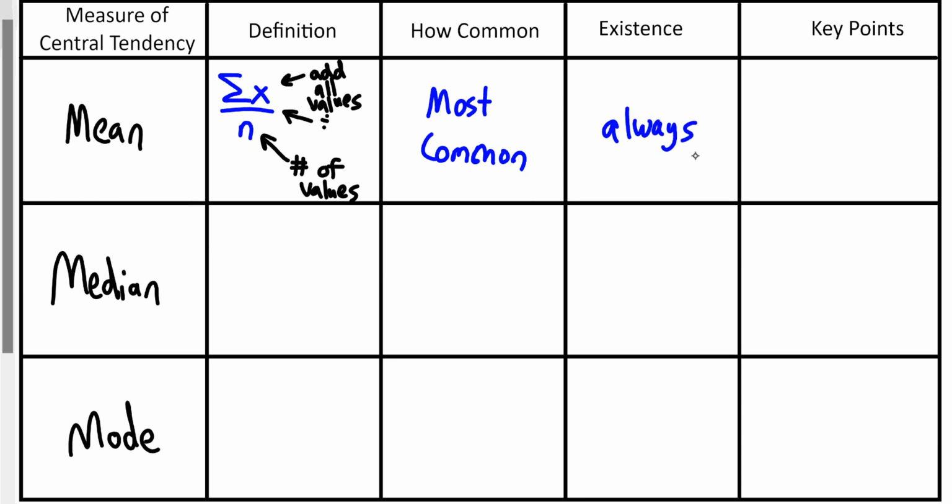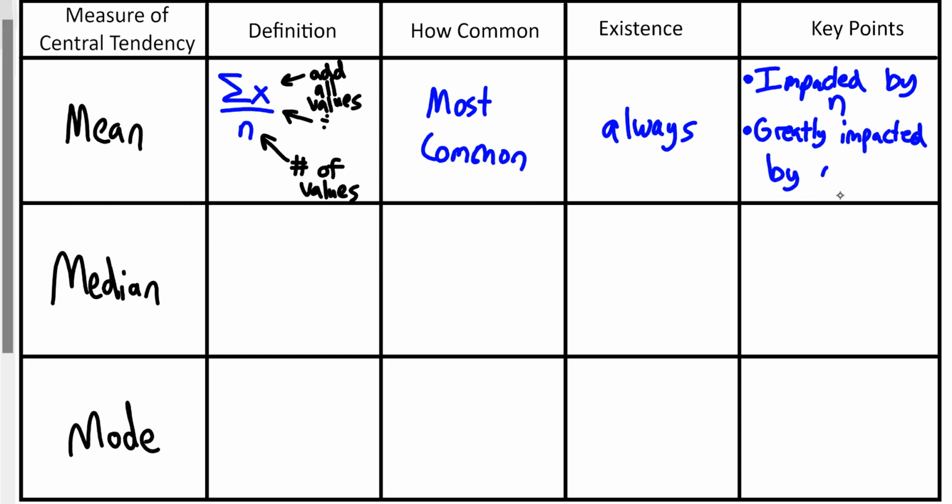A couple notes about it. It's impacted by how many data values there are, so that's n. It's impacted by n, and it's also greatly impacted by outliers. We're going to get into talking about outliers and how they affect things and how that moves the different values over. But they are greatly impacted by outliers.